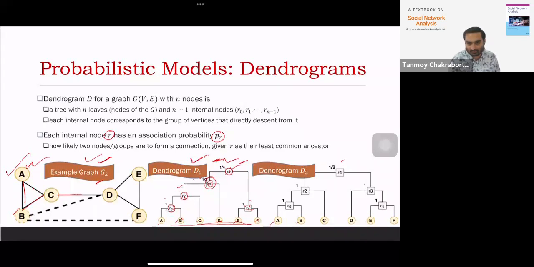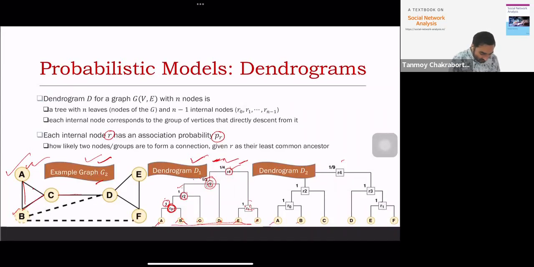Let us try to understand this statement, right? What it is saying, that say this is R, okay, and the probability is 1. So it basically says that, and let's look at the left child and right child. Left child is A, right child is B. So this probability 1 indicates the probability that node A and B are connected.